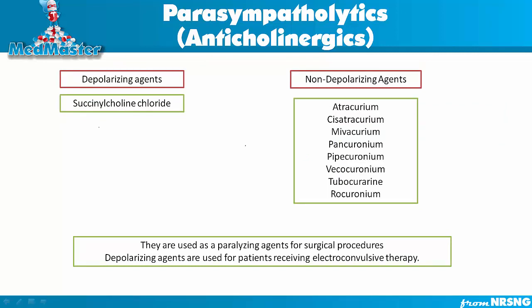The depolarizing agent is succinylcholine chloride, and the non-depolarizing agents are atracurium, mivacurium, pancuronium, rocuronium, tubocurarine. Mostly they have the same suffix, the same last four or five letters. They're used mostly as paralyzing agents for surgical procedures, and depolarizing agents are also used for patients receiving electroconvulsive therapy to paralyze them as well.